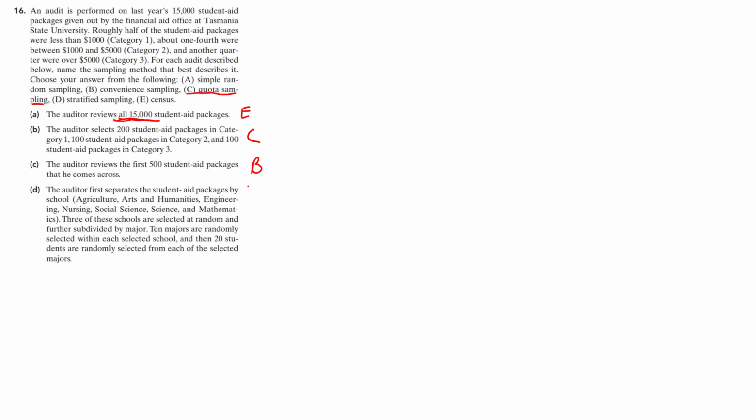And stratified, D. Stratified and quota kind of sound the same, except there's no randomness associated with quota. We're only guaranteeing to have this many of these and that many of those. And stratified, we're going to break it up into different groups and then choose randomly from them. They kind of sound the same, but there are some subtle differences there.